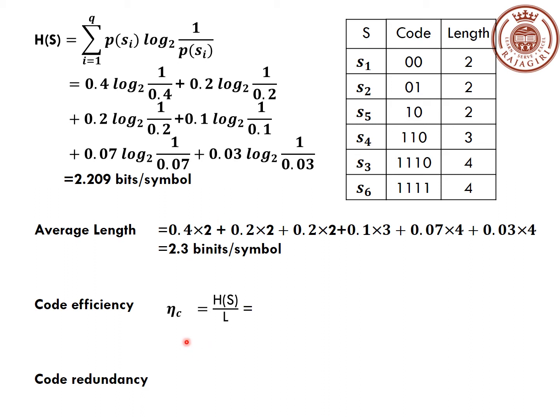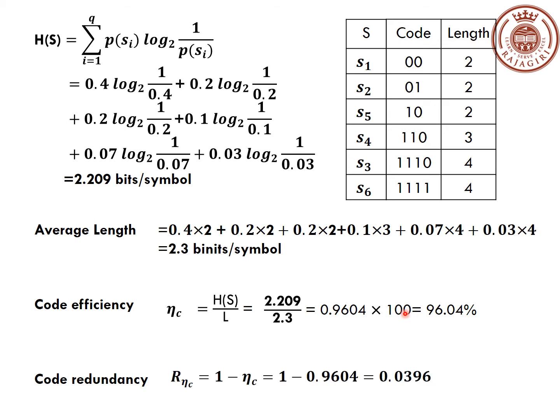Now bits is another unit for bits. It stands for binary units. It's the same as bits. Next, how do we find the code efficiency? Code efficiency is represented by eta, and it's given by H(S) by L. You've calculated your H(S), you've calculated your L. Now the ratio 2.209 by 2.3, what you get is called the code efficiency. So this particular scheme has got 96.04% code efficiency. Now code redundancy is the inverse of this. That means 100% minus your 96.04, or 1 minus eta C is your redundancy. It's represented by R, and 1 minus 0.9604 is 0.0396, or I can say that it's 3.96%.